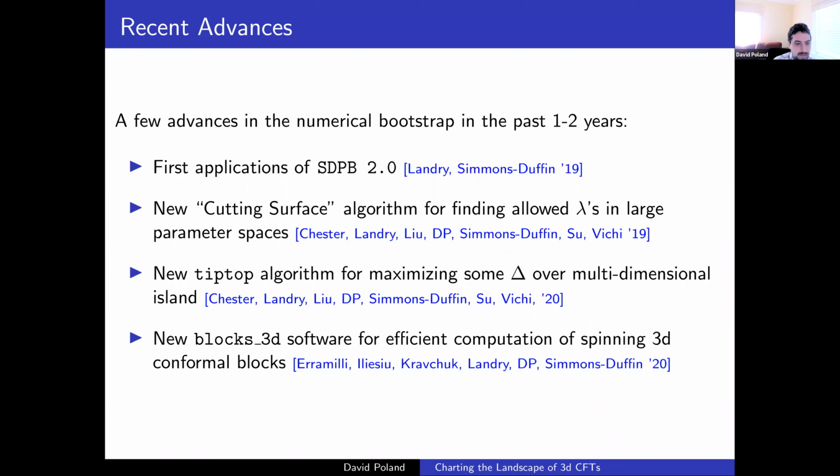And finally, we also developed a new software tool for doing efficient computations of conformal blocks in 3 dimensions when the external operators have some spin. Previously, there were a few studies involving external spinning operators like fermions and currents in the stress tensor, but they were all very hard to do. In particular, computing the conformal blocks took a lot of work, and it wasn't easy to generalize those techniques to other situations. So now we have this fairly efficient software tool which can compute arbitrary conformal blocks involving spinning operators.